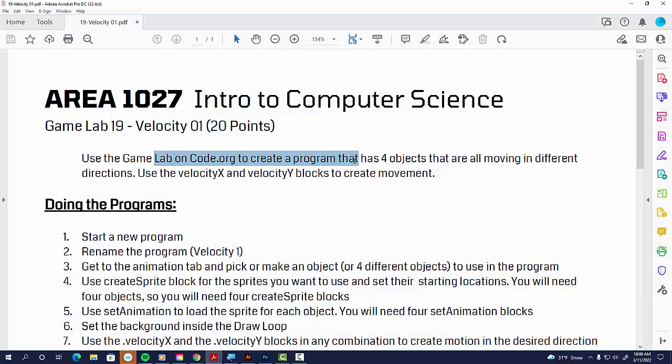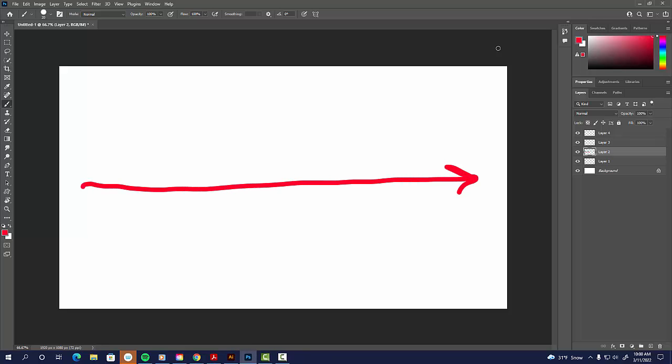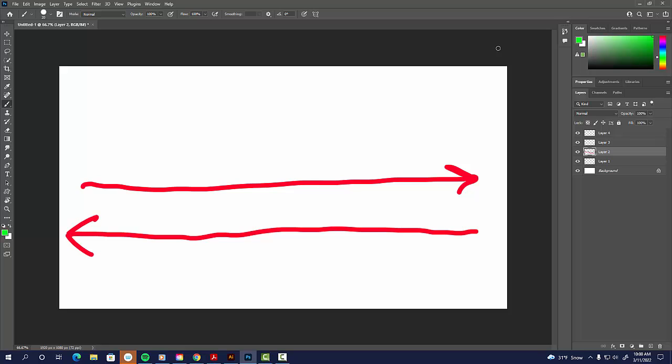You're going to have to create a program that has 4 objects in it that are all moving in a different direction. Now, here's what I mean by a different direction. Work with me here. It's my fake whiteboard. Going from left to right, that's a direction. That would count. Going from right to left, that is a direction. That would count. Going from top to bottom, that would be a different direction. That would count. Going from bottom to top, that would be a different direction.